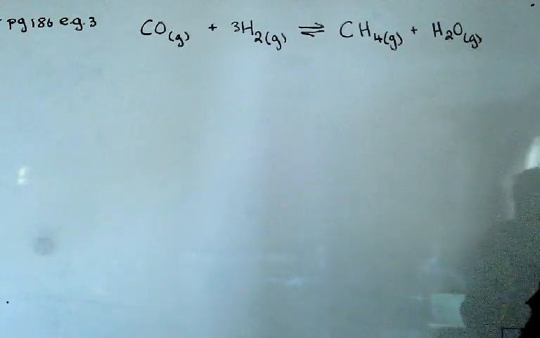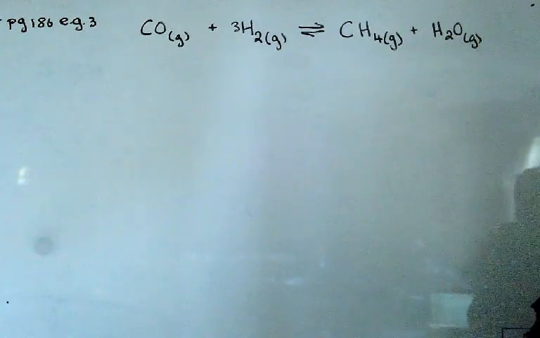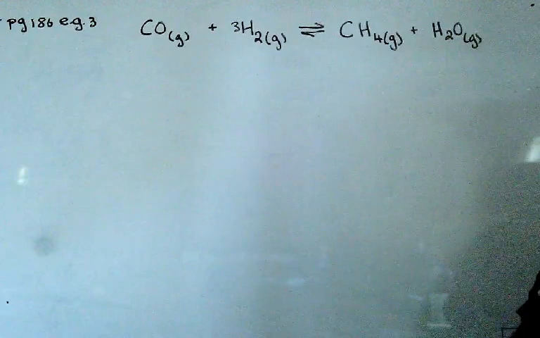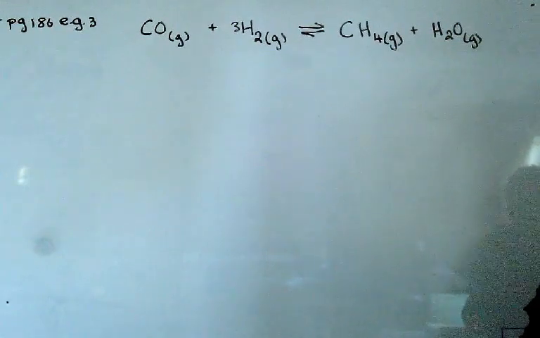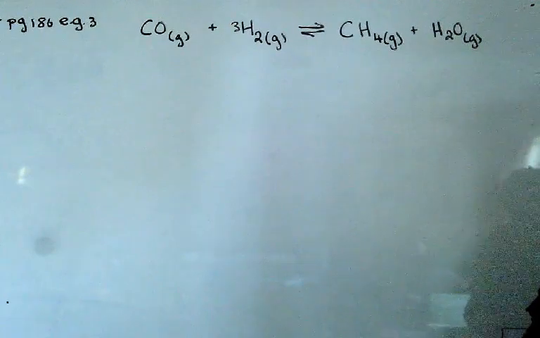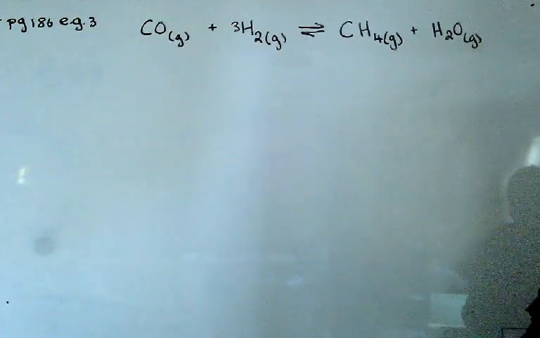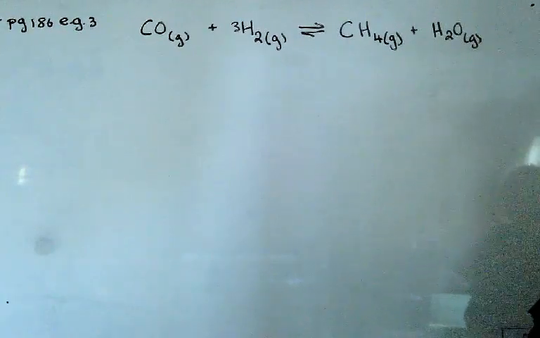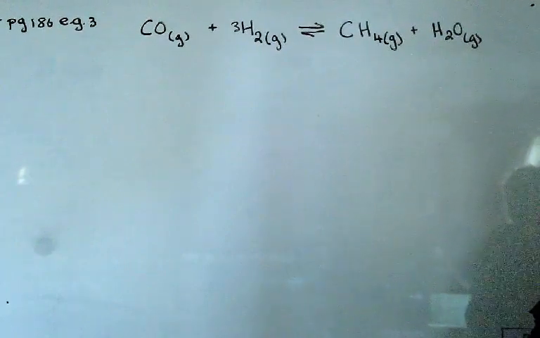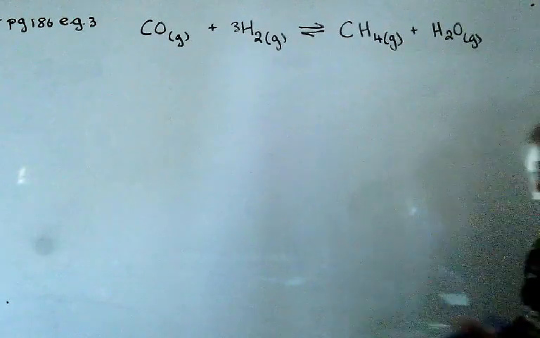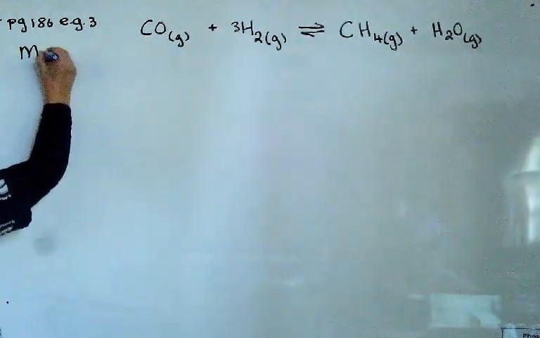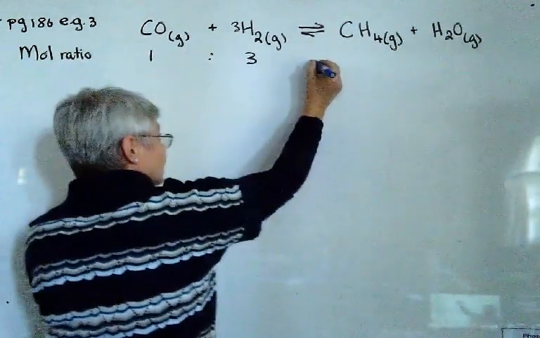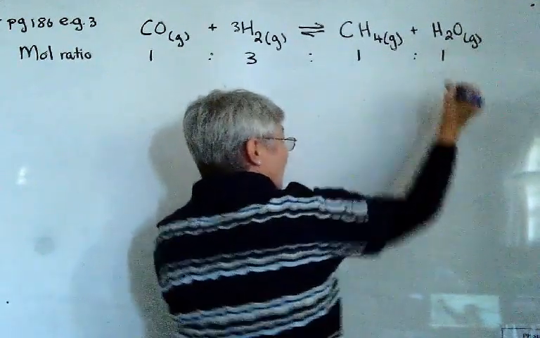Okay. Now they say when 1 mole of carbon monoxide reacts with 3 moles of hydrogen in a 10 cubic decimeter container at 927 degrees, the reaction reaches equilibrium with 0.4 moles of water in the equilibrium mixture. Calculate the molar composition of the equilibrium mixture and Kc. So the mole ratio is needed. 1 mole to 3 moles gives us 1 mole to 1 mole.